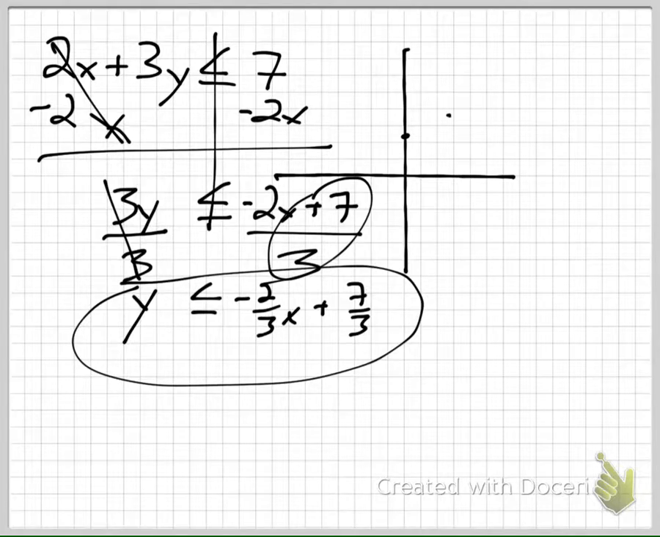So right there is about where it's going to be, 2 1/3, and the slope is negative 2 over 3, down 2 over 3. It's going to be shallow, right? Does that make sense? And is it or equal to? It is or equal to, so it is a solid line.